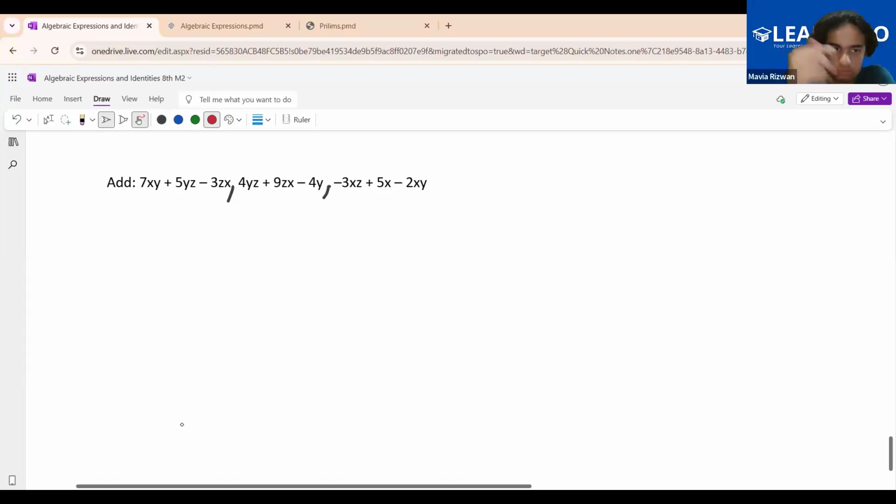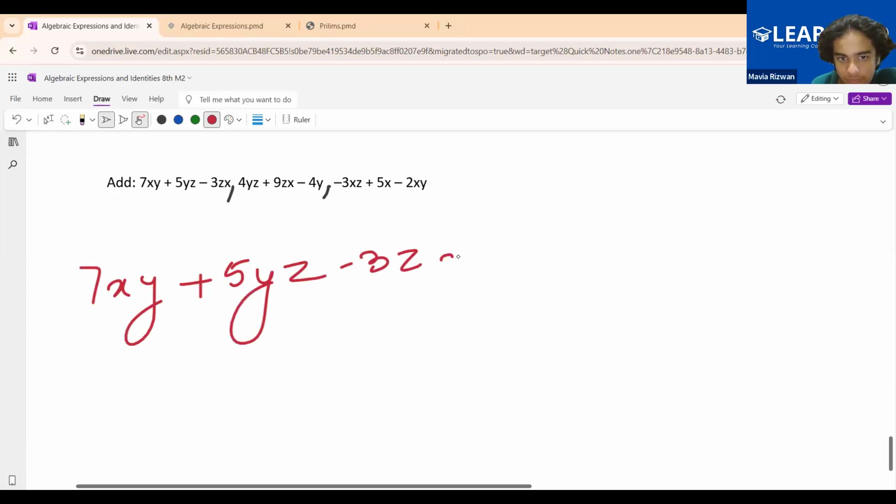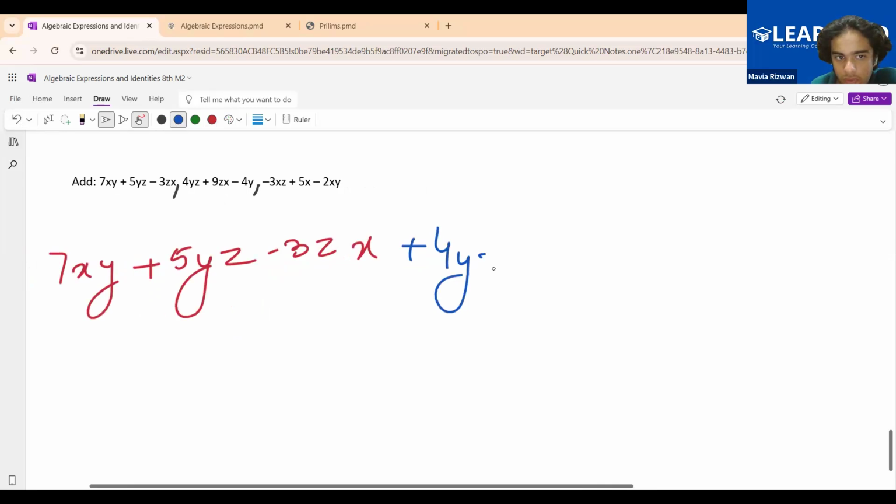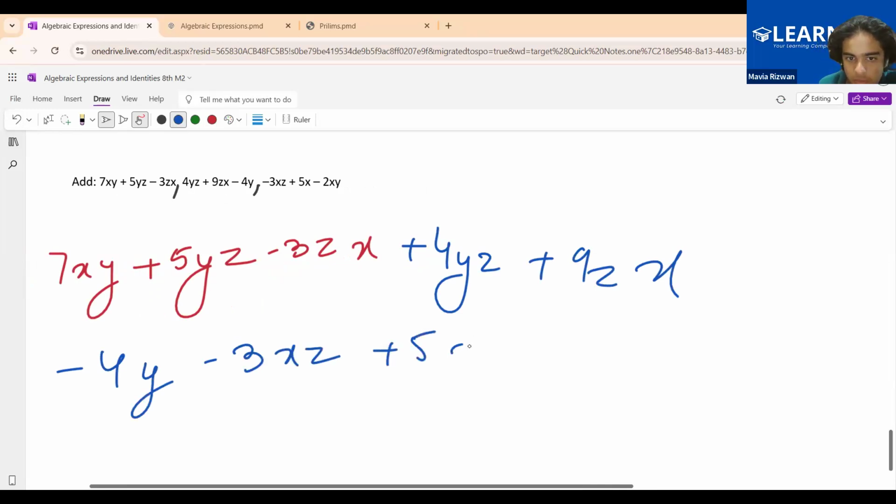Sir, minus 8x square y square is z square plus... No, no, no. You did a mistake. See, the mistake you did was: there were 7xy plus 5yz minus 3zx, plus 4yz plus 9zx minus 4y, minus 3xz plus 5x minus 2xy.